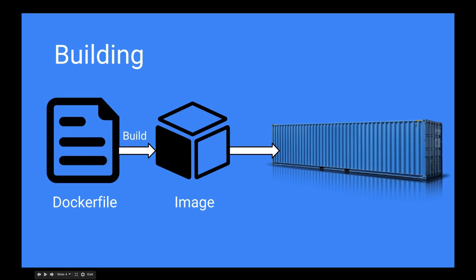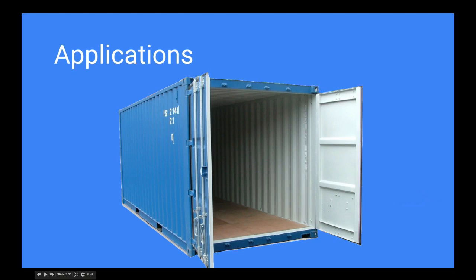So to build a Docker container, we must first specify a Dockerfile which holds the information about a Docker image. A Docker image is a basis for containers. So each time you create a container, it's basically created from a Docker image, which is sort of like a blueprint.